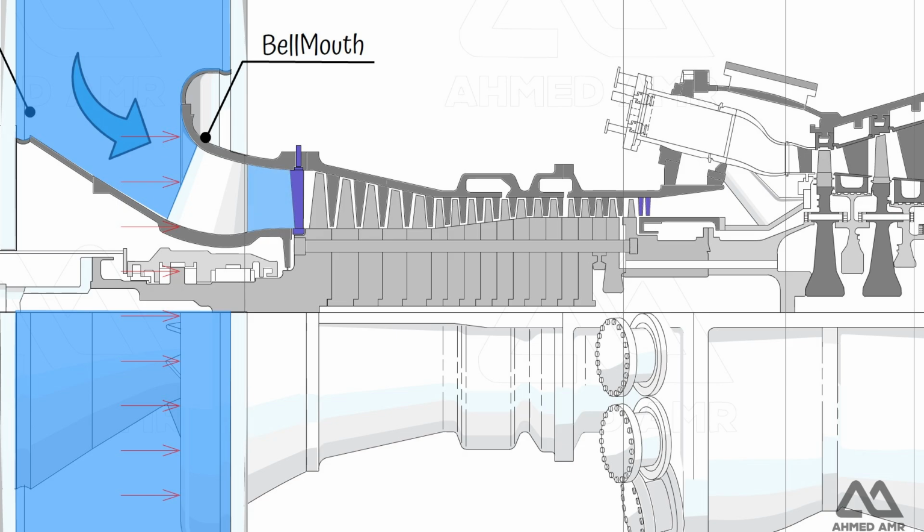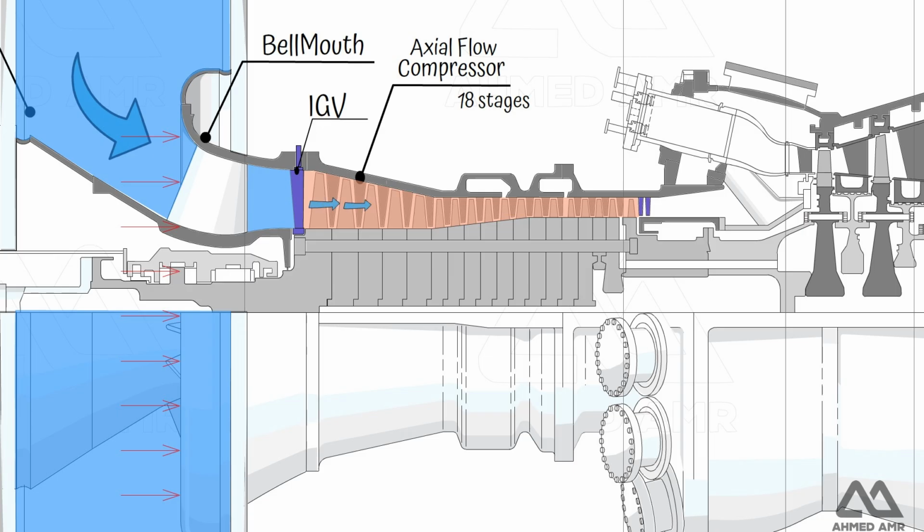The first thing the air encounters inside the compressor is the inlet guide vanes, or IGV. These vanes control the inlet air angle and also control the air mass flow entering the compressor. Next comes the compressor itself. It is an axial flow type consisting of 18 stages. Each stage increases the pressure by a fixed ratio and passes the flow to the next stage. In the middle, specifically after the 9th and 13th stages, starts the compressor bleed lines. We'll talk about those later.